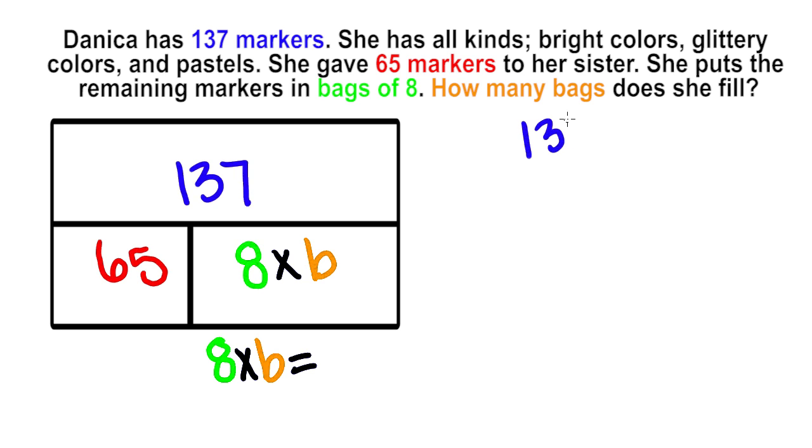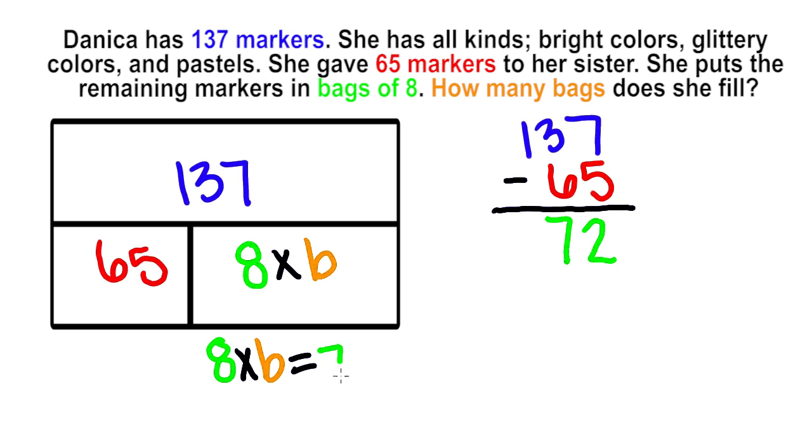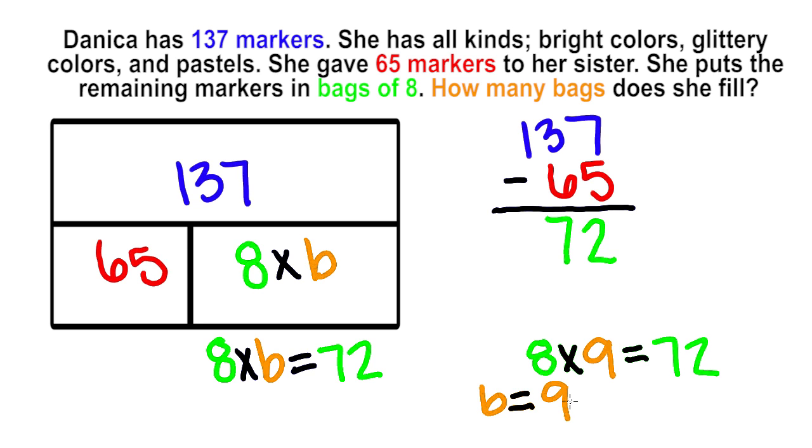First, we need to subtract 65 from 137. 137 subtracting 65 totals 72. I now know that 8 times B equals 72. I then can say B equals 9. There were 9 bags of markers.